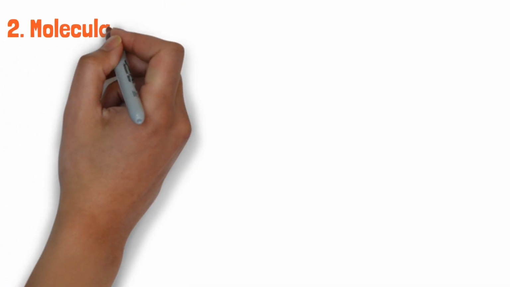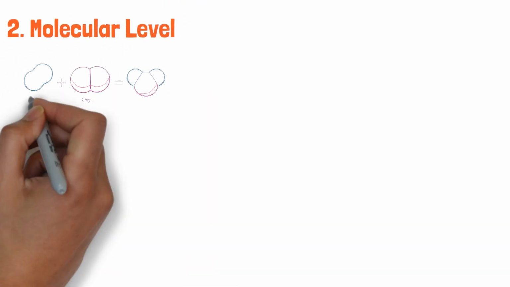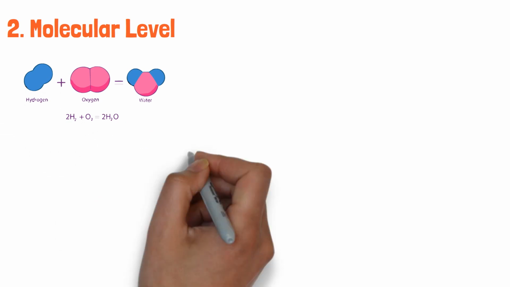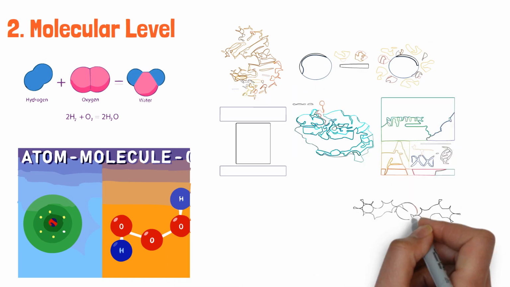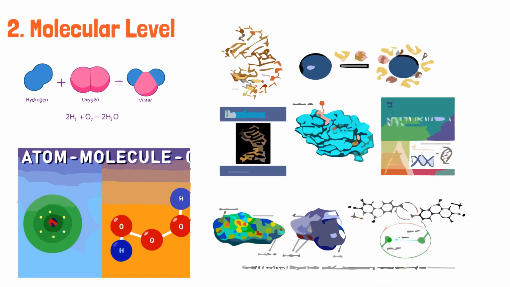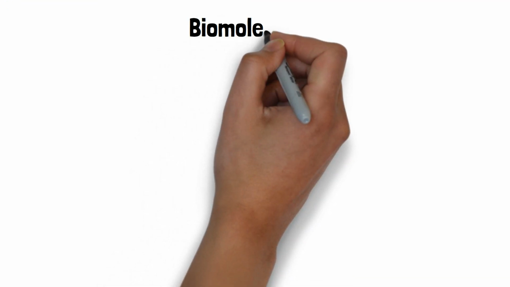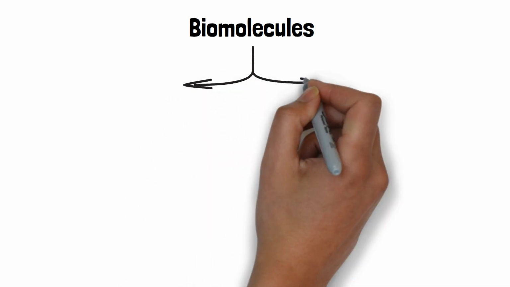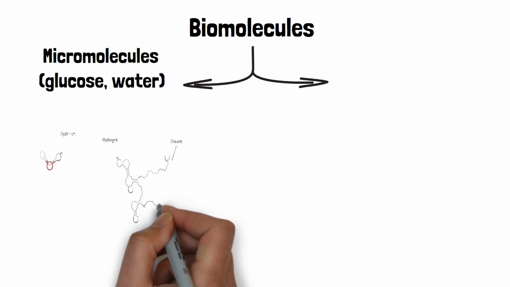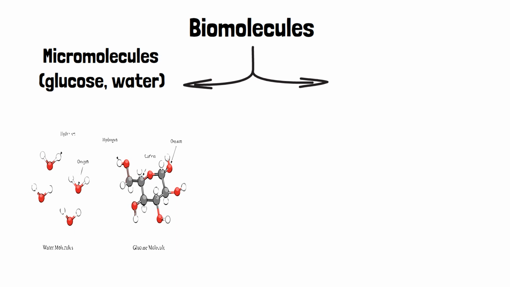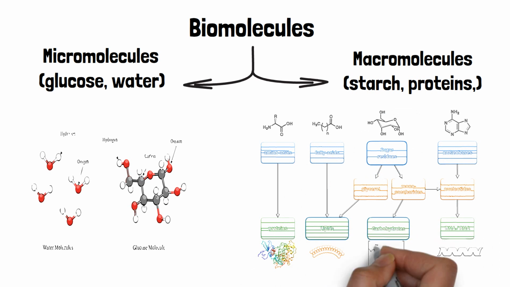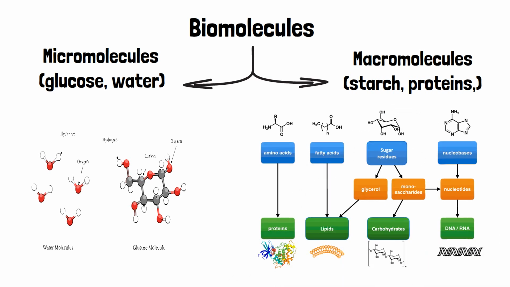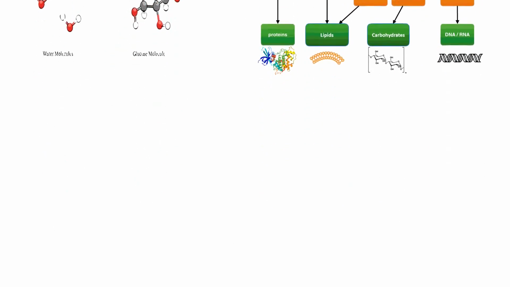Molecular level. Bioelements combine through various chemical bonds, ionic or covalent, to form molecules or biomolecules. Organisms are composed of a vast number of different types of biomolecules. Biomolecules can be classified into micromolecules, which have low molecular weight, e.g., glucose, water, etc., and macromolecules, which have high molecular weights, e.g., starch, proteins, lipids, etc.